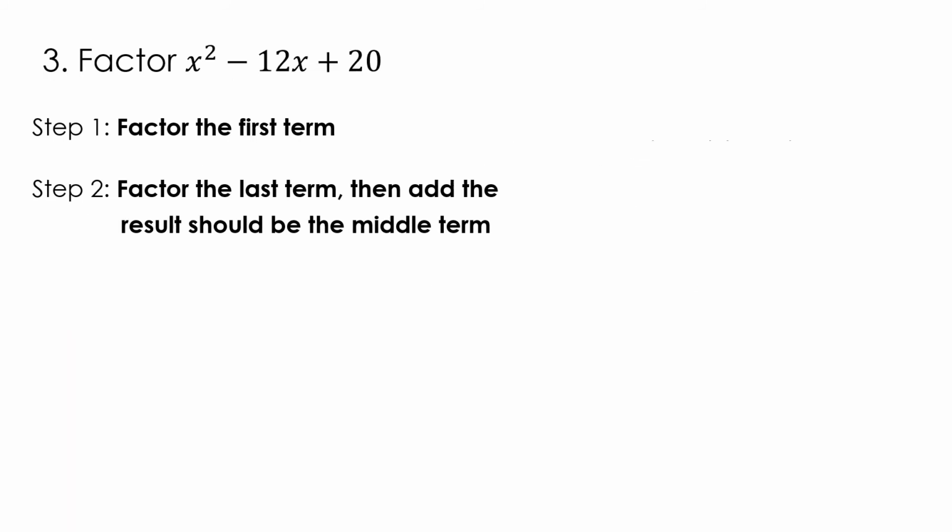Now let's have number 3 example. Factor x squared minus 12x plus 20. So first is to factor the first term. So the factors for x squared is x times x. So you write here in our formula x times x. And then you factor the last term. So what are the numbers that if you multiply, the result is 20?